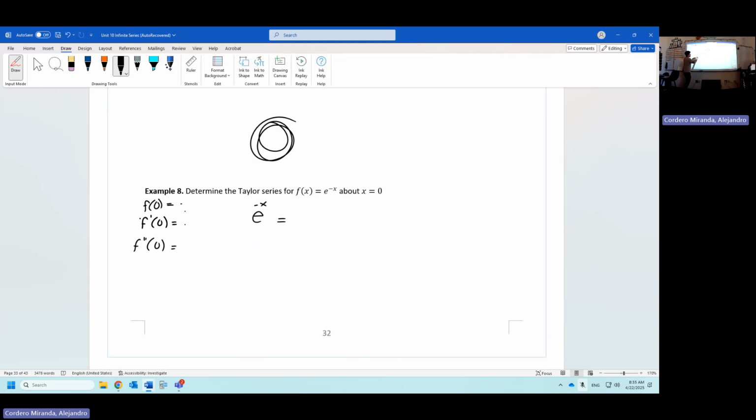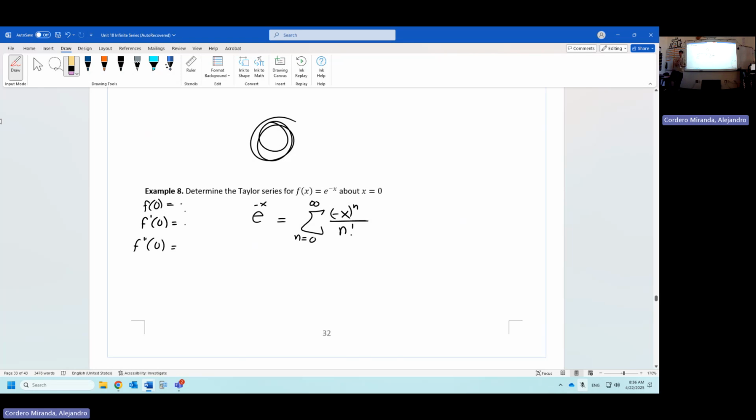So it's up to you which one you want to do. Do you want to do it this way where you find f zero, f prime zero, f double prime zero, or do you want to use this trick? Watch this. There's e to the normal x. Here's e to the negative x if you replace the x with the negative. Cool. So that's a good answer.